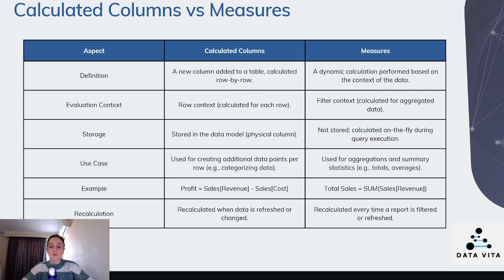Calculated columns are used when you need to add data on a row by row basis and need that data to be stored in the model. They work in a row context and are recalculated when data is refreshed. Measures, on the other hand, are dynamic calculations that depend on the filter context and are recalculated every time the report or visual is updated. Measures are particularly useful for aggregation and summary statistics like totals, averages, and percentages. Both tools are essential for building insightful Power BI reports and dashboards, and understanding when to use each one is key to leveraging DAX efficiently.